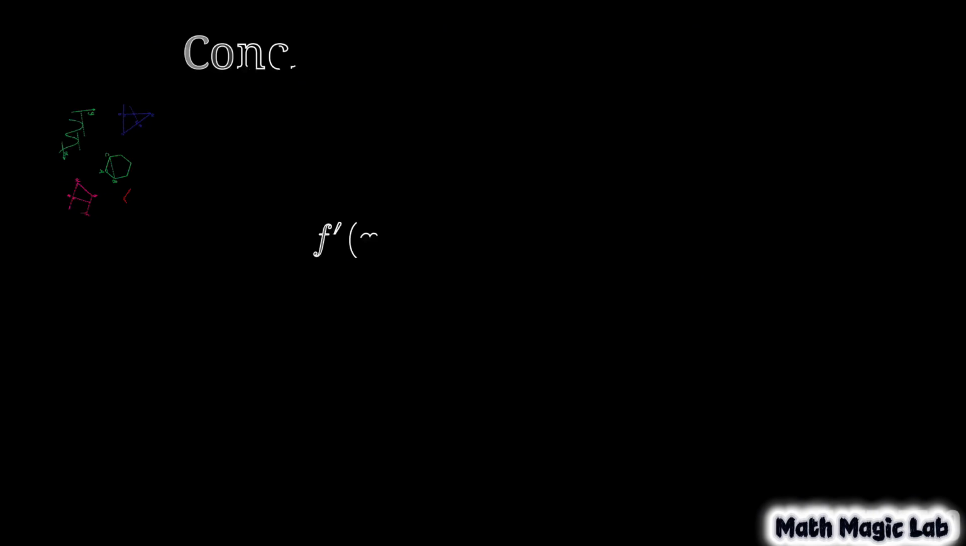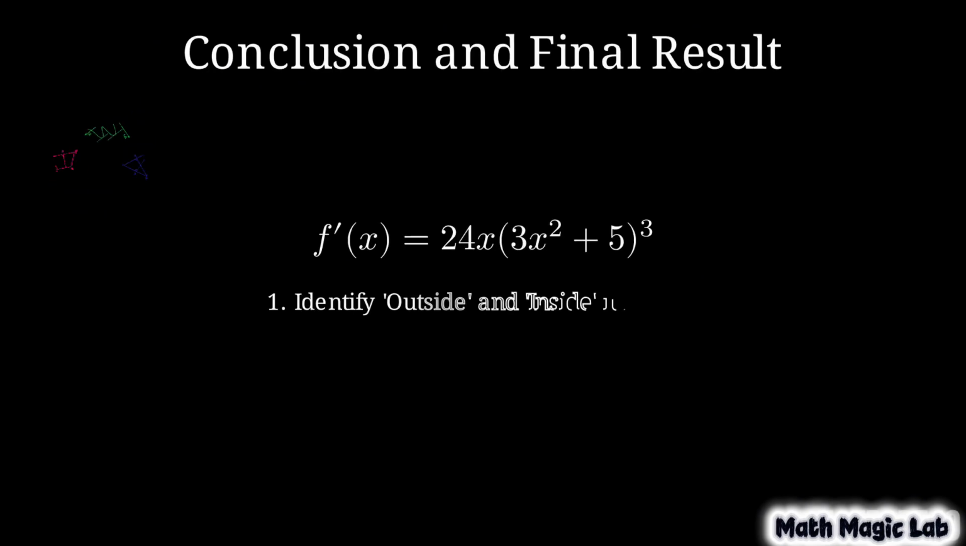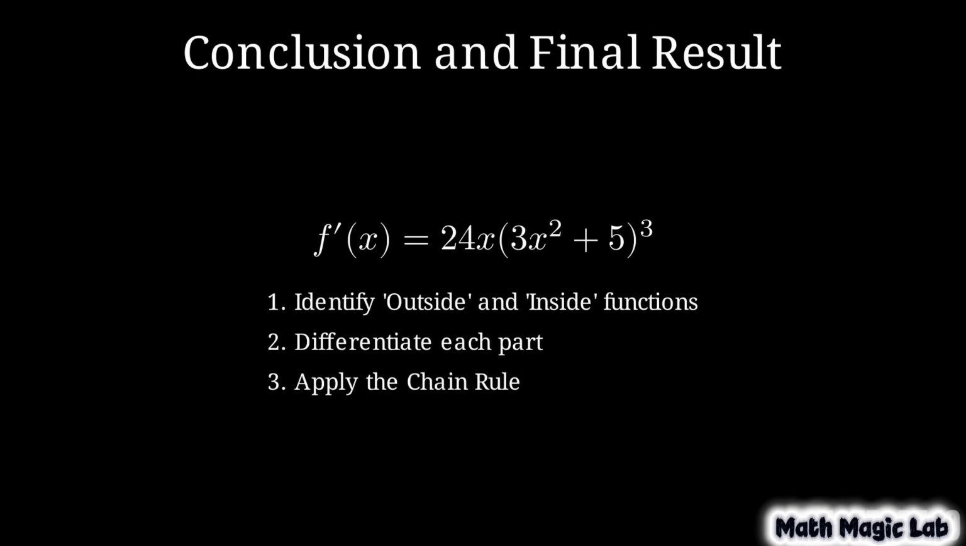By following our 3 steps, identifying the layers, differentiating each part, and applying the rule, we found our final answer, 24x times (3x squared plus 5) all cubed. You just mastered the chain rule.